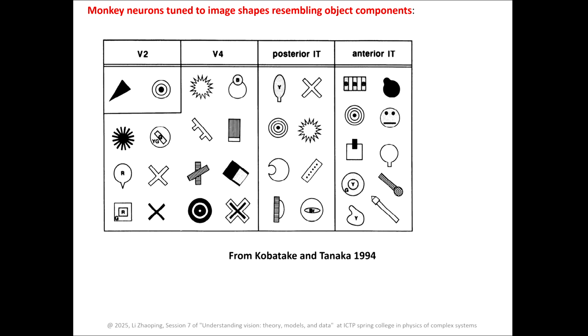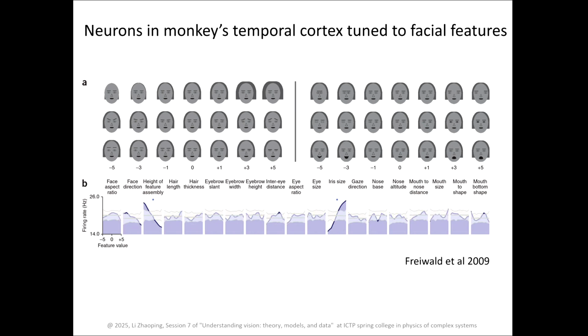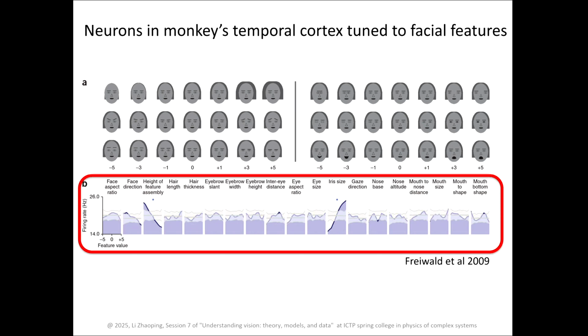Beyond V1, in V2, V4, and IT, many neurons are tuned to image shapes resembling object components. Some cortical patches in temporal cortex consist almost entirely of neurons selected for face-like inputs. Here is how an example neuron's responses change with changes in facial features, such as facial aspect ratio or face direction, etc. Here it increases its response when the size of the iris increases or when the height of facial feature assembly decreases.